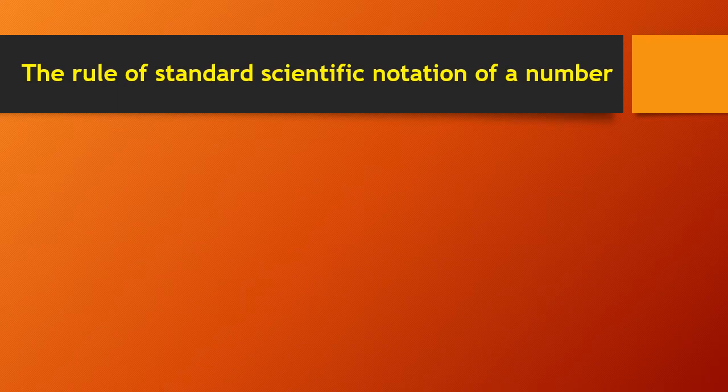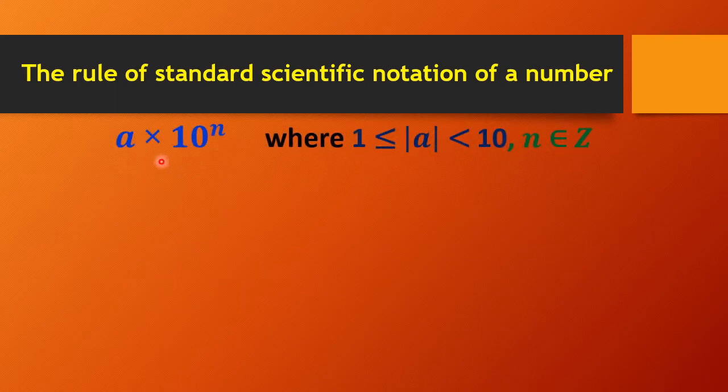The rule of standard scientific notation of a number: A times 10 power n, where the absolute value of A is greater than or equal to 1 and smaller than 10, and n belongs to Z.